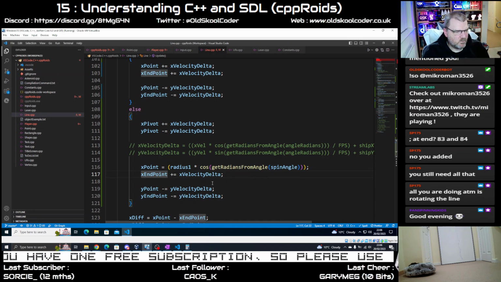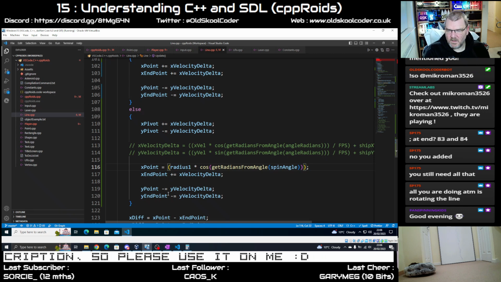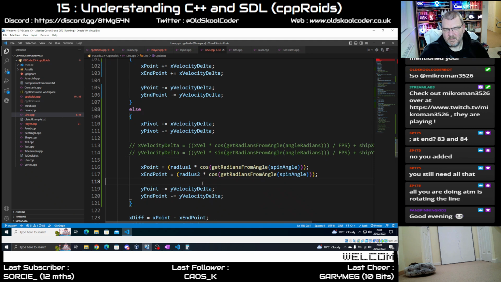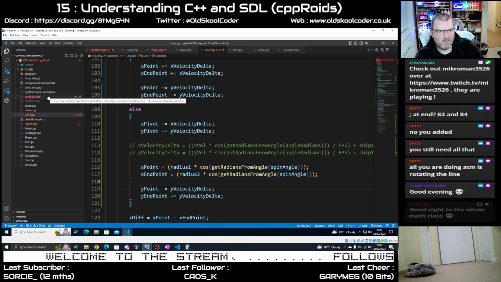Band spinning kids, welcome. Right, so, and then we'll do the same thing here, but the end point is radius 2. Now, something's telling me it's wrong.